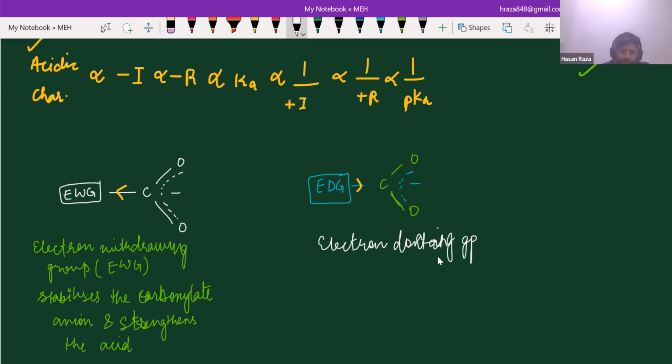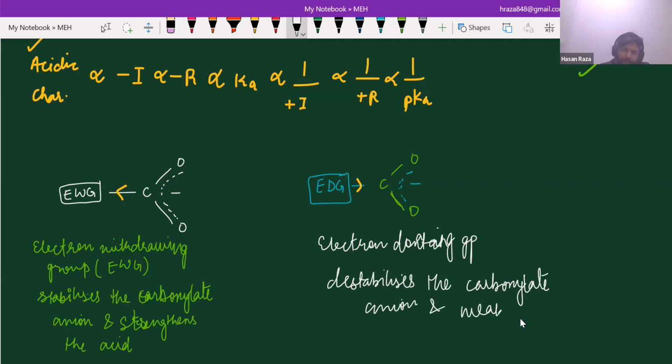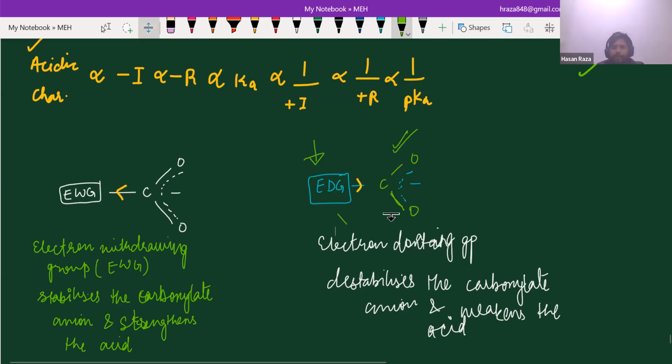GP stands for group. It destabilizes the carboxylate anion and weakens the acid. Since the anion already has a negative charge, it is rich in electrons and doesn't require any more. If you add any electron donating group, it adds to the negative charge. That's why it destabilizes the carboxylate. Please do write it.